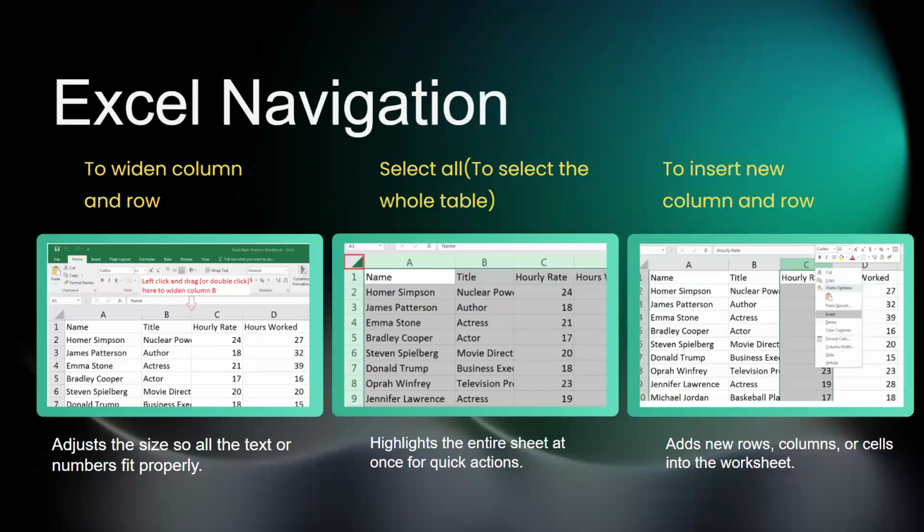And then we have Excel navigation. To widen columns and rows, you just adjust the size so all the text or numbers fit properly. For doing this, you drag or double click here to widen column B. If you want to select the whole table, you click on this small triangle at the top. And to insert new columns and rows, you right click and then press insert when a drop down box appears.